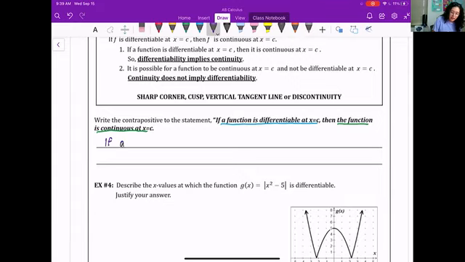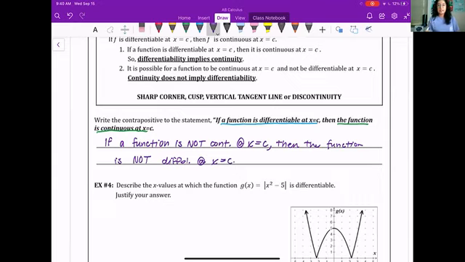If a function, I'm going to put that last part first and I'm going to negate it, is not continuous at x equals c. Then, now I'm going to state the first part, but negate it. The function is not differentiable at x equals c. Okay, so both of these statements are true. If it's differentiable, then for sure it's continuous. If it's not continuous, then for sure it's not differentiable.